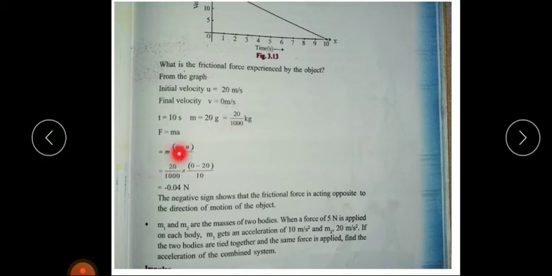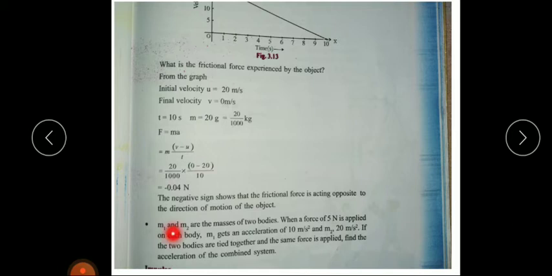Then acceleration is equal to v minus u by t. So what is the final velocity here? Final velocity of the object is 0 meter per second and initial velocity is 20. So on substituting and simplifying, you will get minus 0.04 Newton. So frictional force is equal to this much. The negative sign shows that frictional force is acting opposite to the direction of motion of the object. So frictional force, here the sign of force is negative. That means the frictional force is acting opposite to the direction of motion.